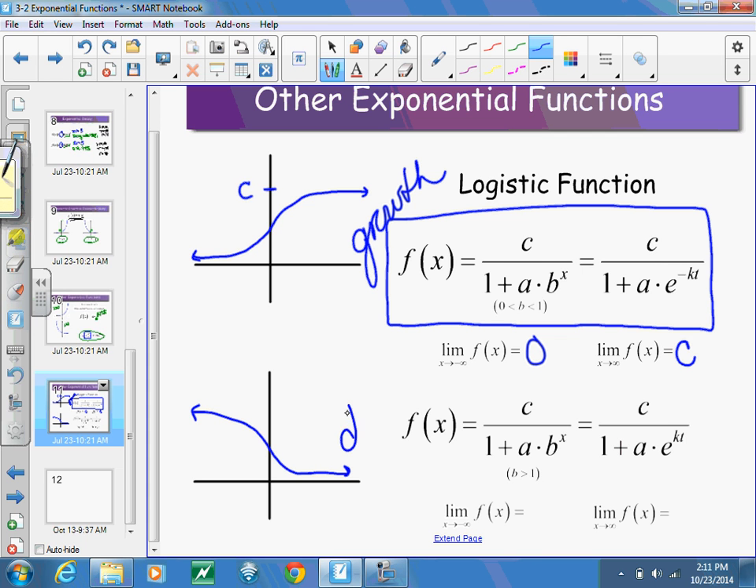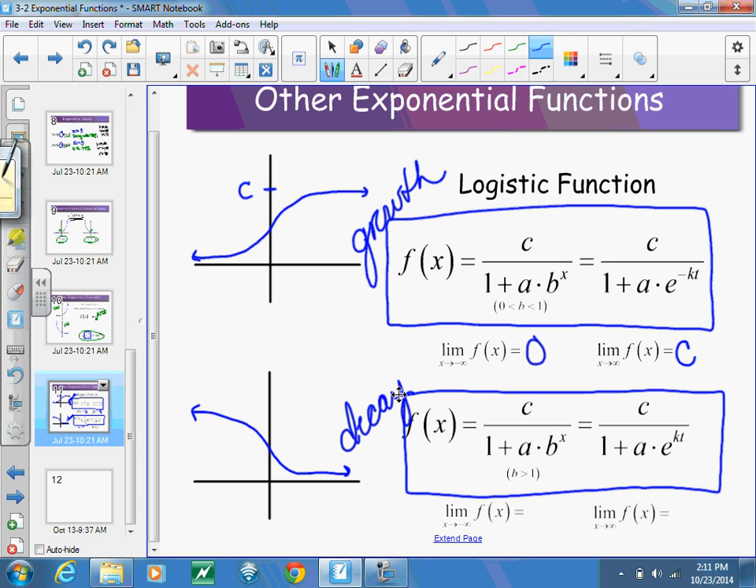For looking at decay, so logistic decay here, here are our two functions that we're going to be looking at. And you can see that this is a reflection over the y-axis. We are going to have a maximum value at c. So this time, everything's being switched. As x approaches negative infinity, we're going towards c. And as x approaches infinity, we're going to 0.